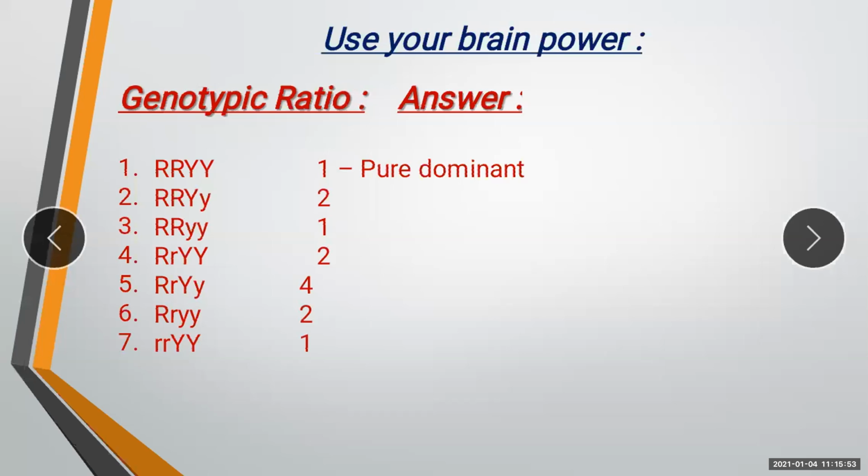So small r, capital Y is 1. And small r, capital Y, small y is 2, and small y is 1, that is pure recessive. So how many different types of genotypes can you see? 9. Can you see? 9 different types of combinations we have got in the next generations. So though the phenotypic ratio was only 4, here the genotypic ratios are 9.